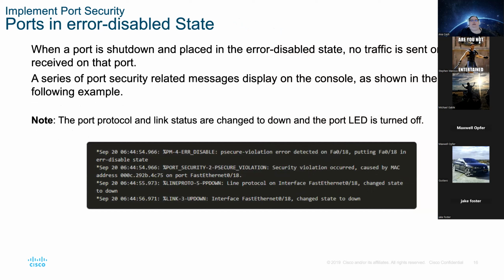Okay, ports in an error disabled state. When a port is shut down and placed in an error disabled state, no traffic is sent or received on that port. A series of port security related messages display on the console as shown in the following example. Note the port protocol and link statuses are changed to down and the port LED is turned off. And then you'll see those down there. There's the disable psecure violation error detected, and you'll see those pop up on your messages to let you know that there are problems.